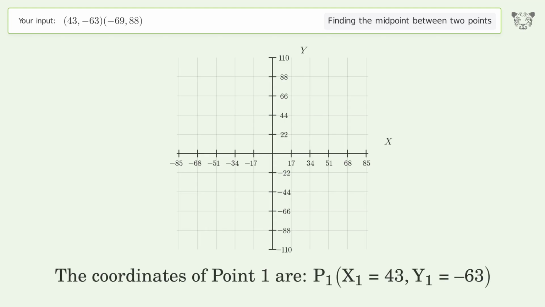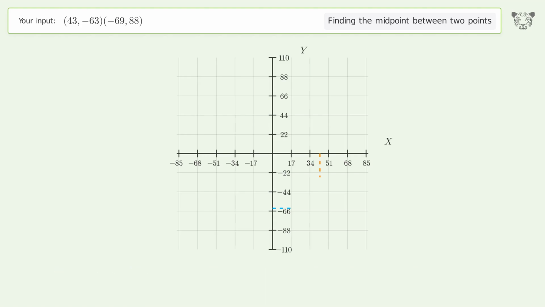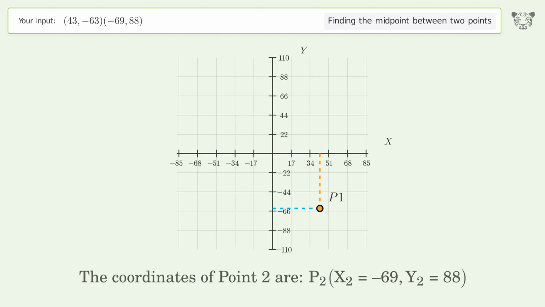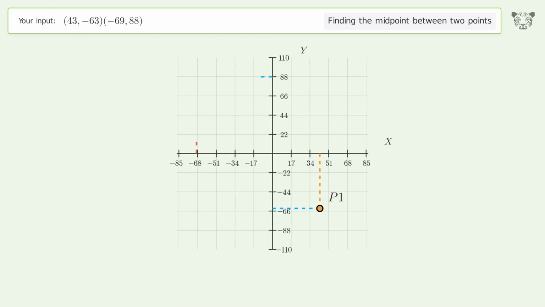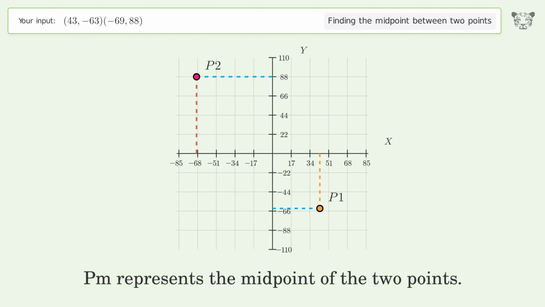The coordinates of point 1 are x1 equals 43, y1 equals negative 63. The coordinates of point 2 are x2 equals negative 69, y2 equals 88. PM represents the midpoint of the 2 points.